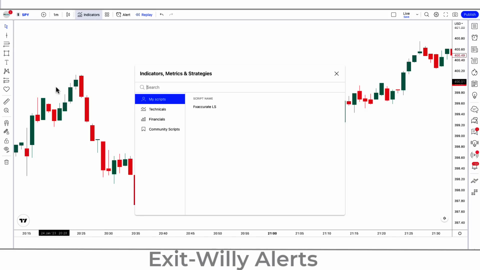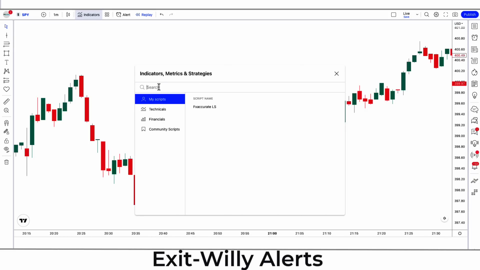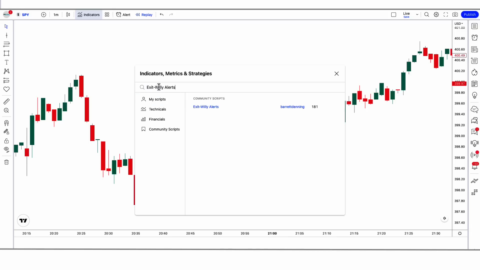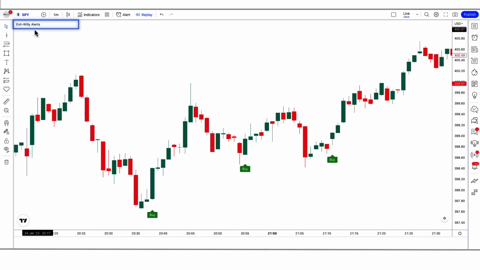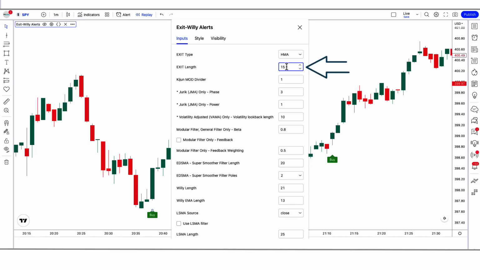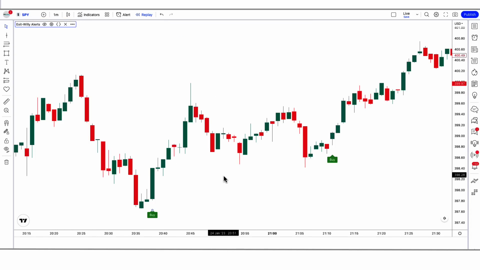First of all, we will search for the Exit Willy Alerts indicator in the search box of TradingView. After that, we have to click on the Exit Willy Alerts by Barrett Denning option, in which we have to change some settings. We have to change this exit length option from 15 to 21. After that, we have to apply another indicator on the chart.